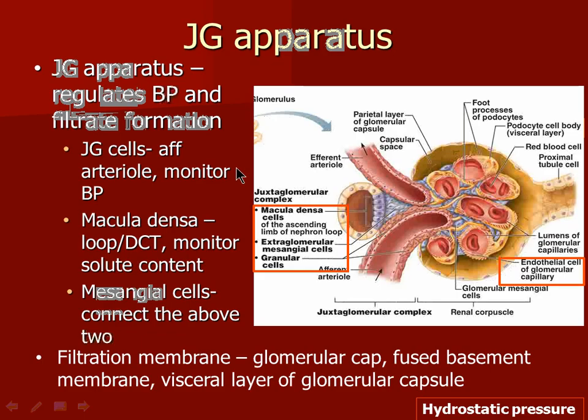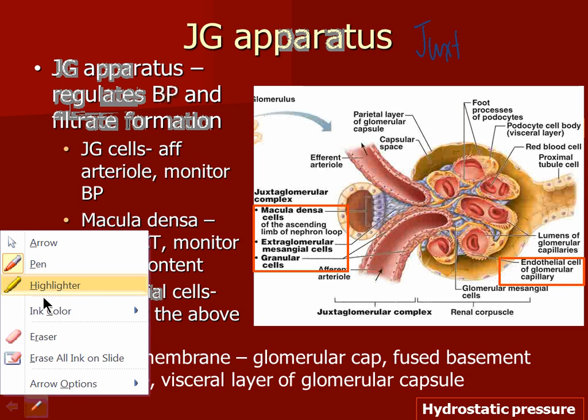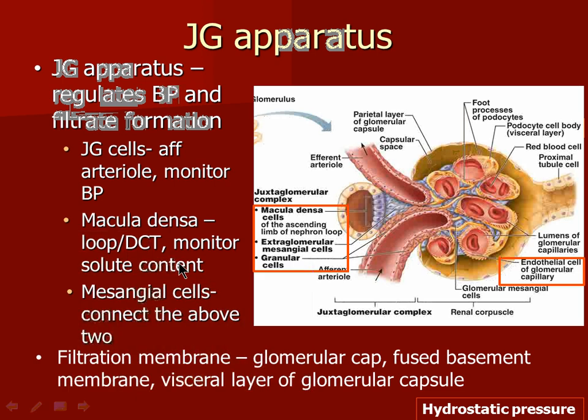Now, let's look very closely at the renal corpuscle, which is the glomerulus and the Bowman's capsule, because there's a very important apparatus present there, which is known as the juxtaglomerular apparatus. JG stands for juxtaglomerular. Juxta meaning close by. So let's look at it.